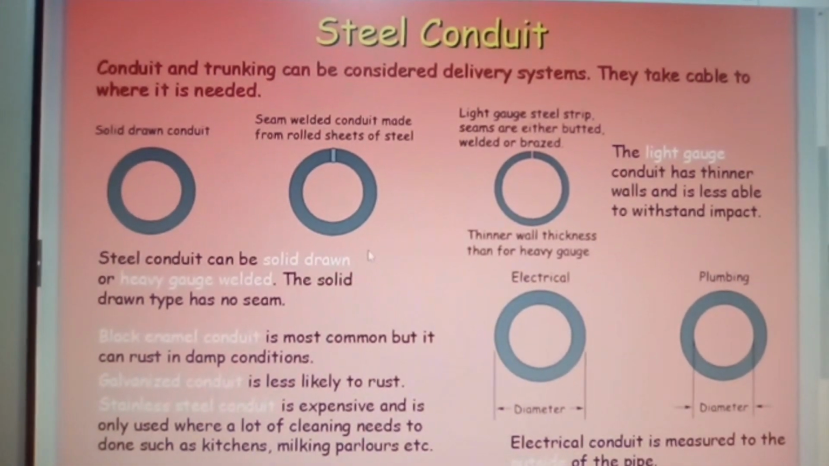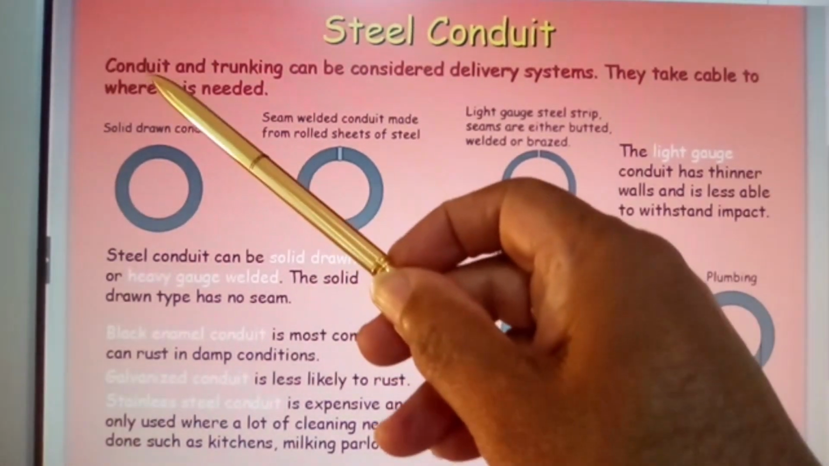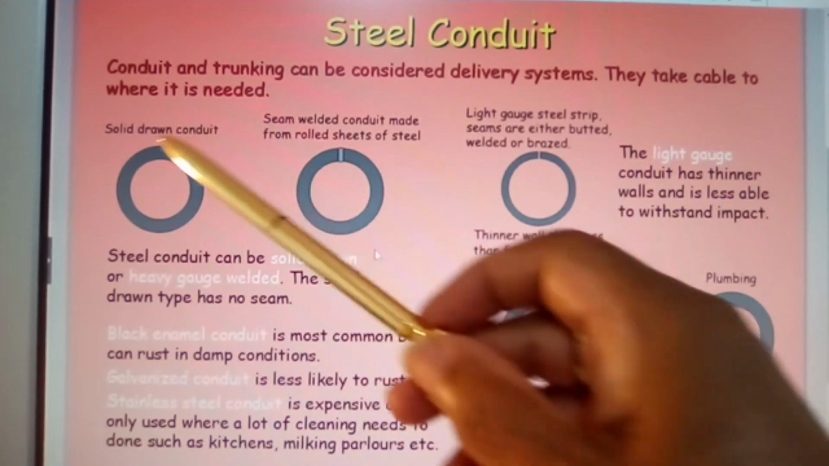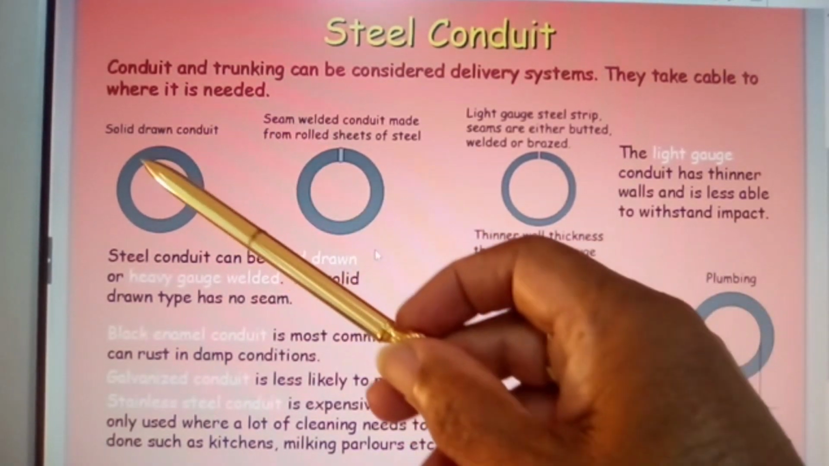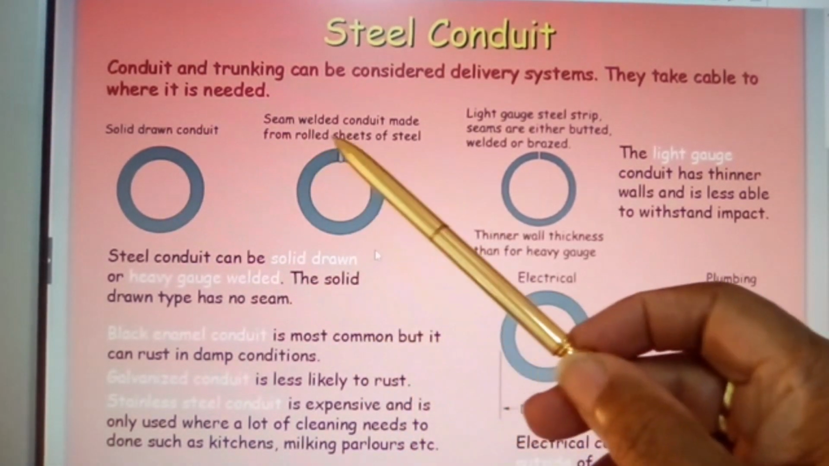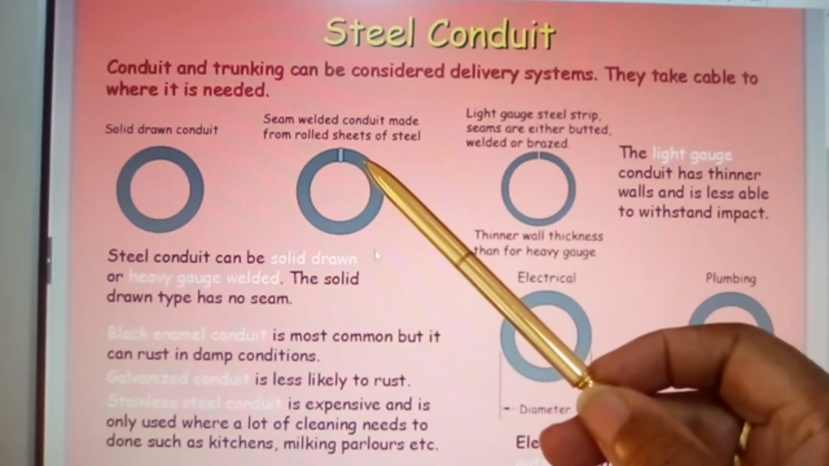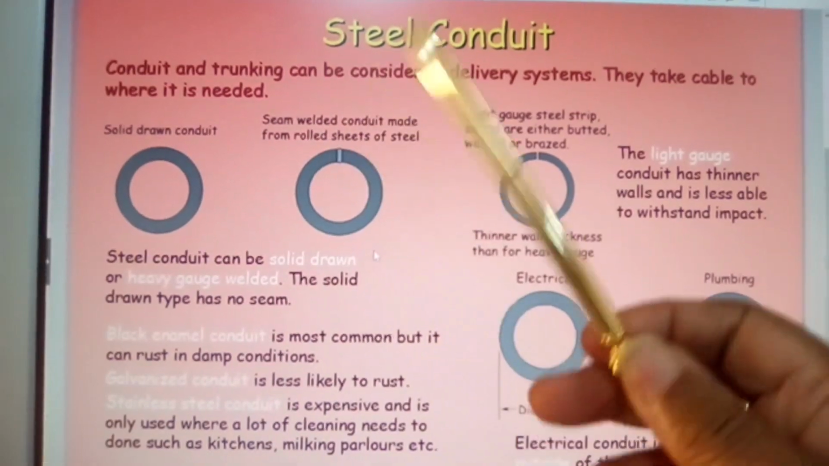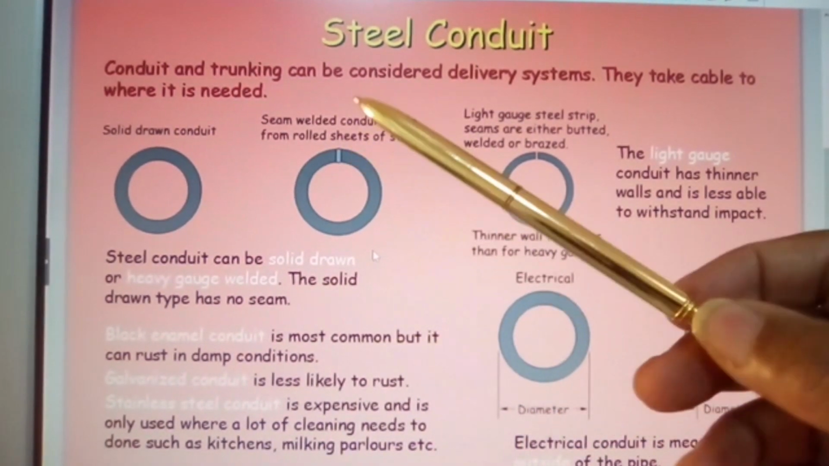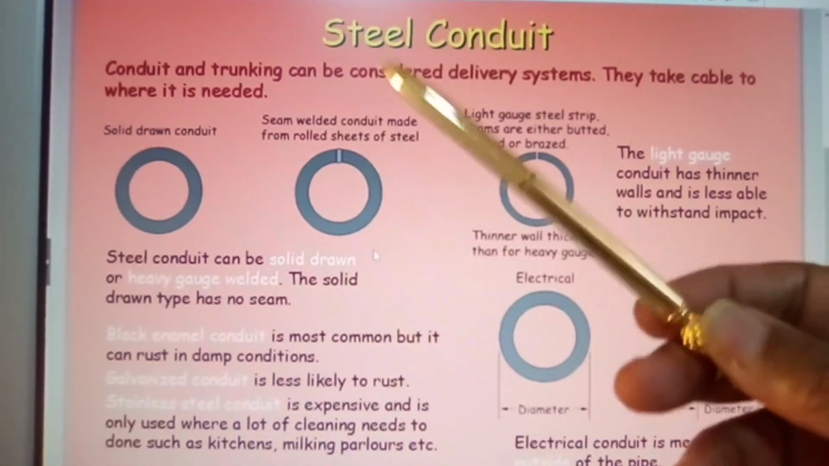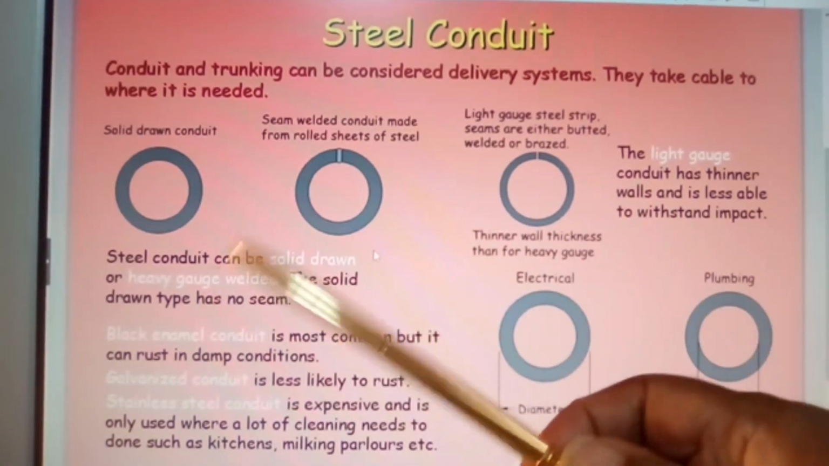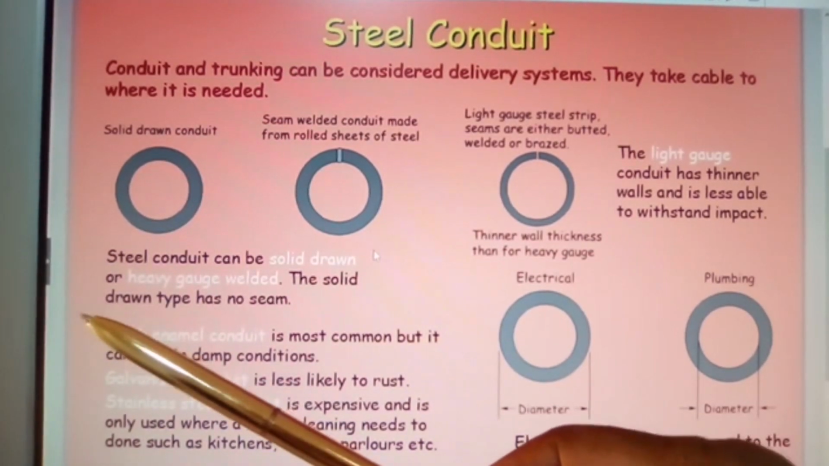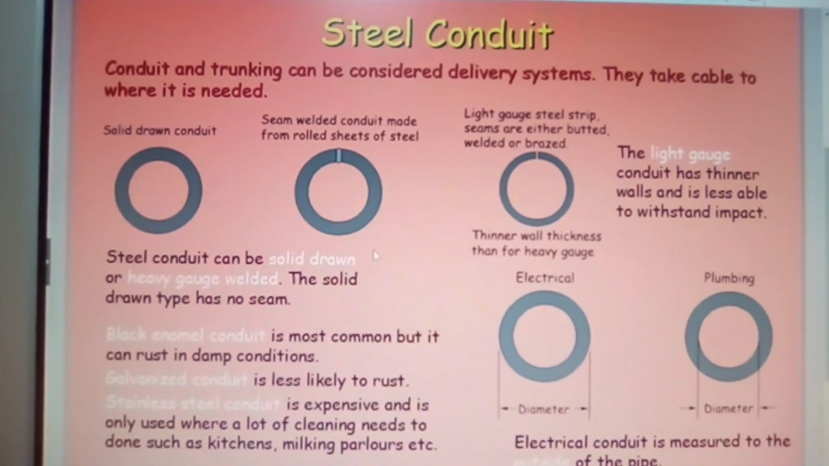Now, steel conduit. Conduit and trunking can be considered delivery systems. They take cable to where it is needed. Solid drawn conduit. Seam welded conduit made from rolled sheets of steel, that would be your weld. We normally refer to this type of conduit as black enamel conduit, basically because it's painted black after. And that goes without any offense to anyone or any individual or anything.